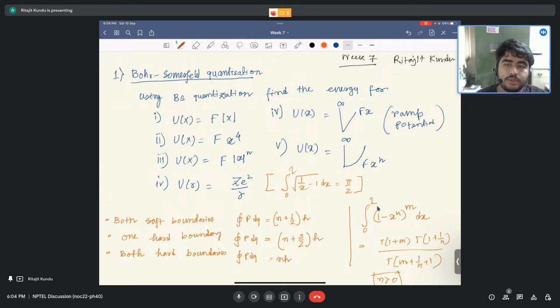So this is about Bohr-Sommerfeld quantization. Most of you have probably seen these results, and you can also arrive at them from WKB. So the problem is, let's say you are given these potentials. Potentials which can be linear, and in this case this potential is like a ramp. Then you can have an x to the power 4 potential. There are x to the power n kind of potentials, so this is a general case which will cover all of the above.